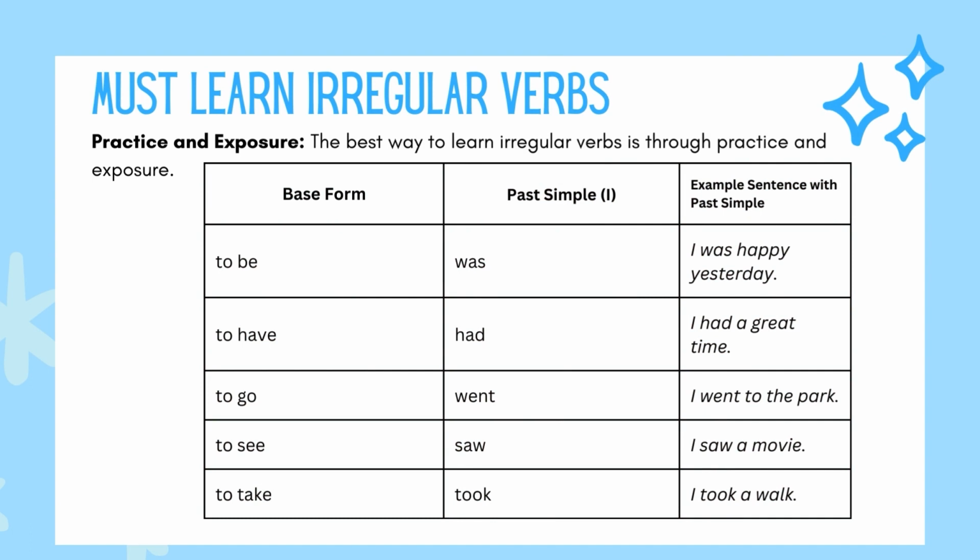To see, you wouldn't say, I seed a movie yesterday. You would say, I saw a movie yesterday. To take, you wouldn't say, I taked a walk yesterday. You would say, I took a walk yesterday. Now this can be quite difficult, but I would suggest that you expose yourself to as many common irregular verbs as possible, and then practice them as much as you can in speaking and writing.